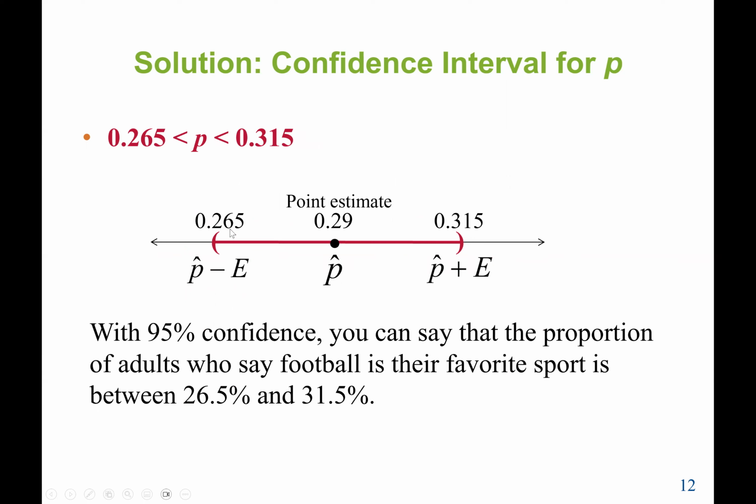So we plot it here. We can see the lower limit on the left side. We start at 0.265 to 0.315. Now we find the point estimate to be 0.29. So our p hat again is the middle, 0.29. So here we say with 95% confidence, we can say that the proportion of adults who say football is their favorite sport is between 26.5% to 31.5%.